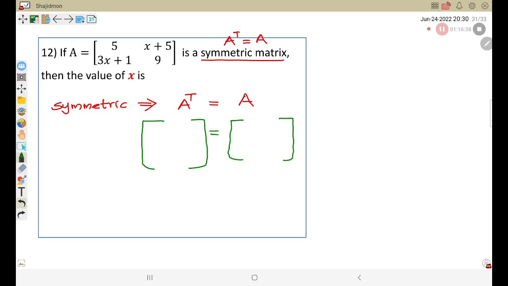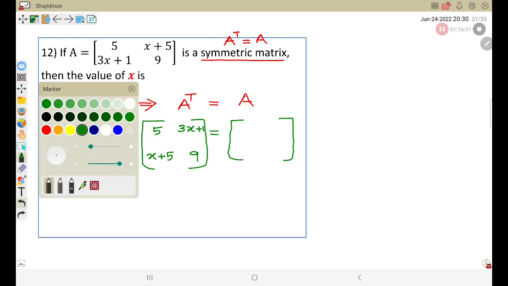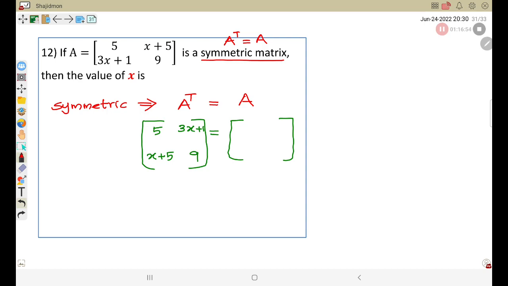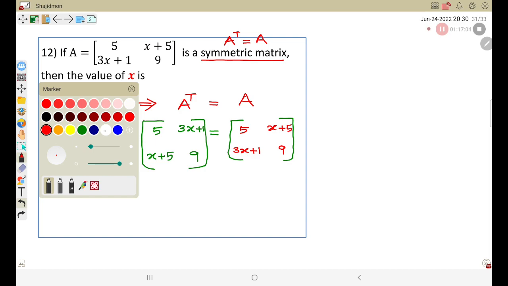First row, write it as first column. So 5x plus 5. Second row, write it as second column, 3x plus 1 and 9. This equals A matrix. A matrix means the same matrix: 5x plus 5, 3x plus 1 and 9. Okay, this is an important idea.